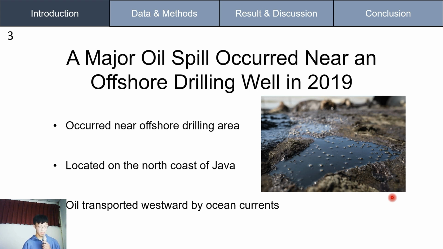In 2019, a major oil spill occurred in the Karawang coastal waters on the north coast of Java. The accident happened near an offshore oil drilling platform. Due to the influence of ocean currents, the spilled oil spread westward along the coastline, which could potentially affect nearby coastal waters. Therefore, researchers conducted water quality monitoring to understand the environmental impact of this event.